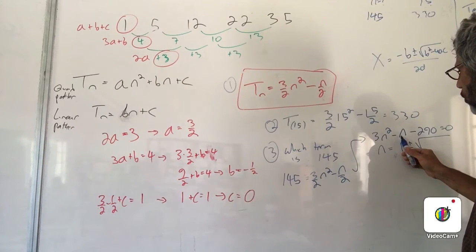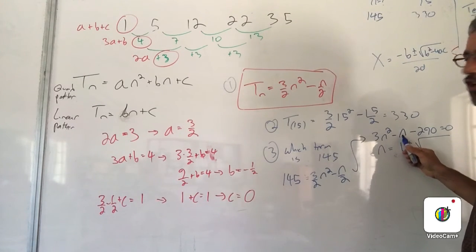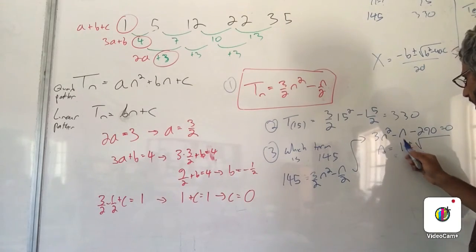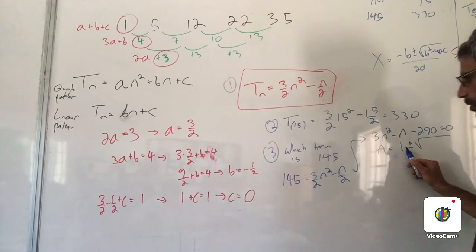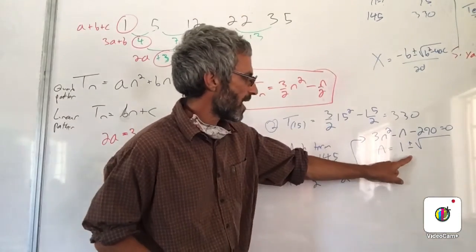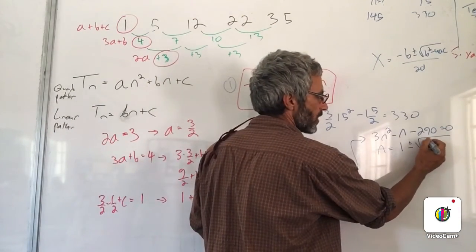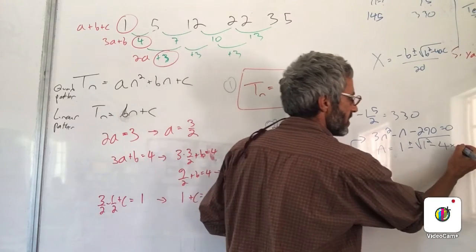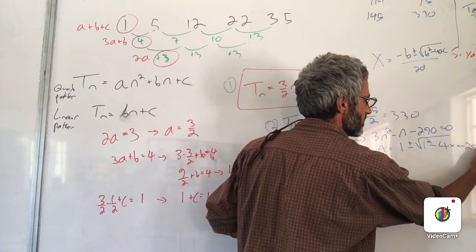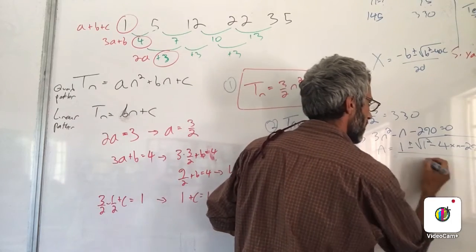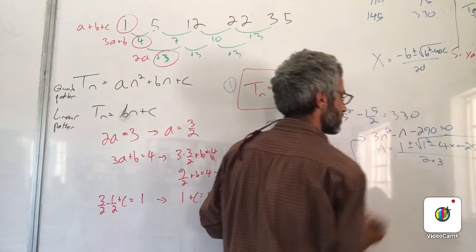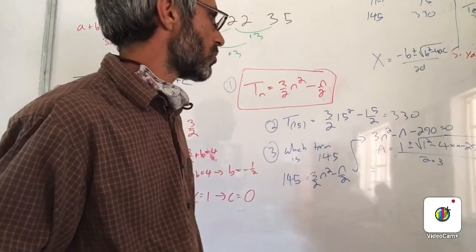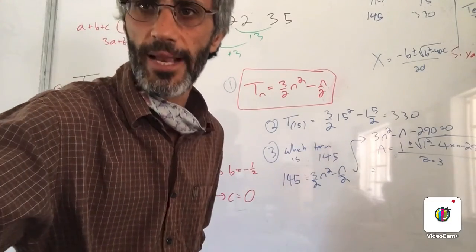So your b is what's in front of the n, just like if it was what's in front of the x. In other words, minus 1, so minus b is plus 1. Plus 1 plus minus the square root of b squared, which is 1 squared, minus 4 times 3, that's your a, times minus 290, divided by 2 times 3, which is 6. Again, I'll pause and you tell me what you get here. You can just feed that into your calculator.